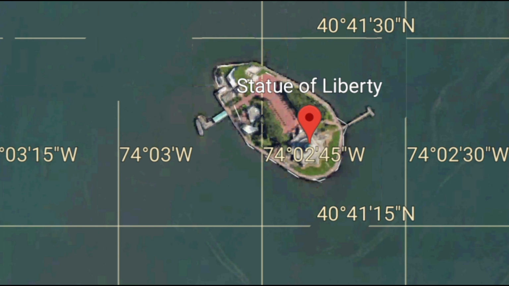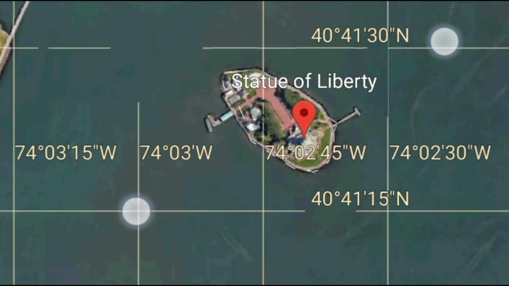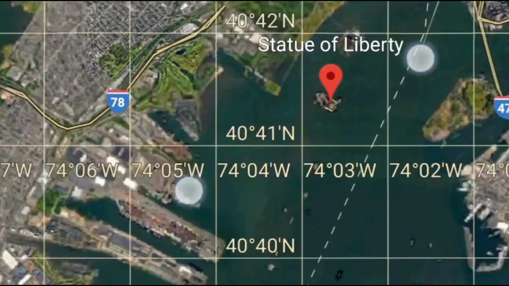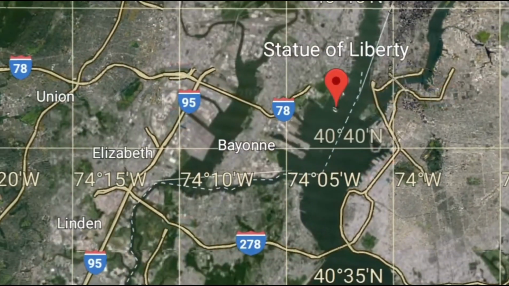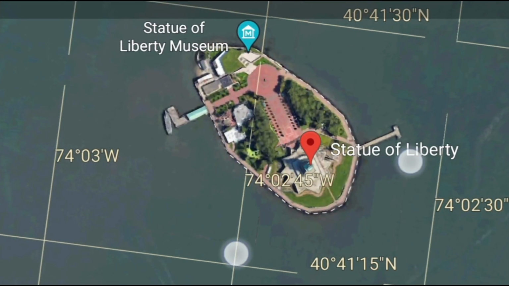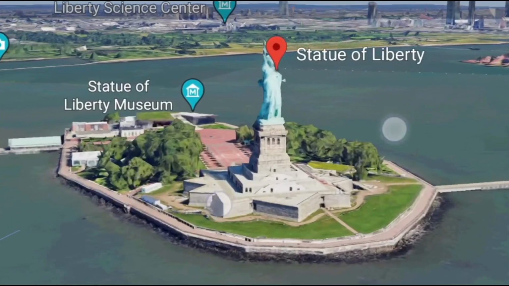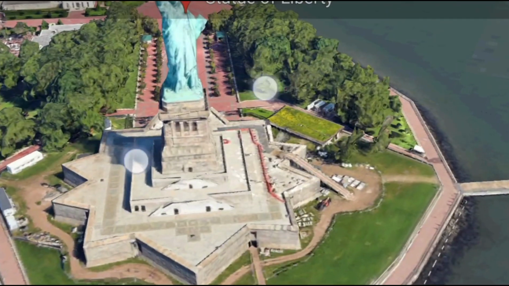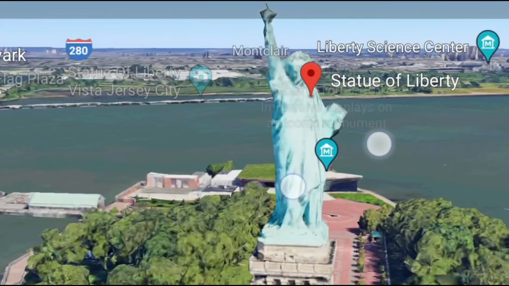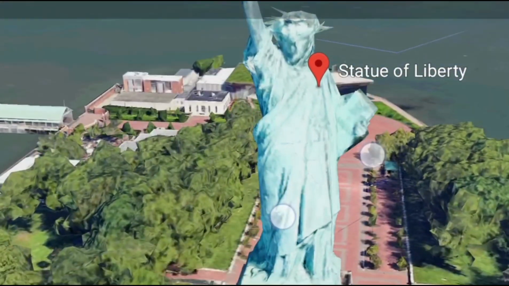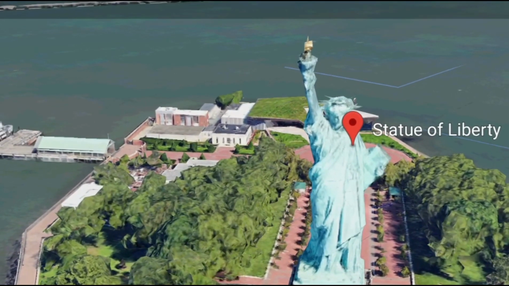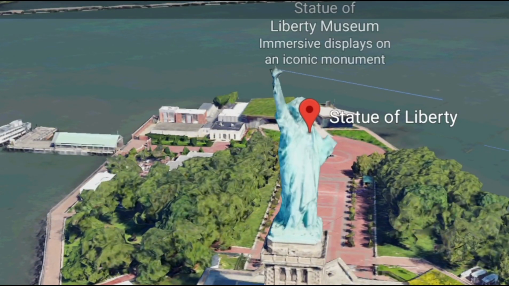By looking at this, you can mark the location. For example, above you can see a number 40 degrees, and on the right side you can see 74 degrees 2 minutes. We don't need the numbers now. We just need to know that there are some lines which help us identify the exact location of a place. This statue is present just like an island. As you can see, this is the Statue of Liberty. You may find it in a figure, but not like this. It is present on an island in New York in the USA.